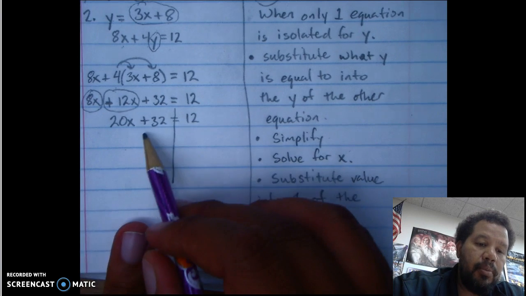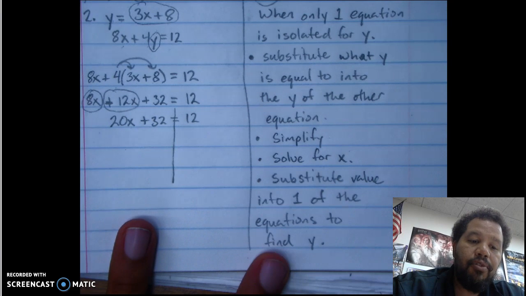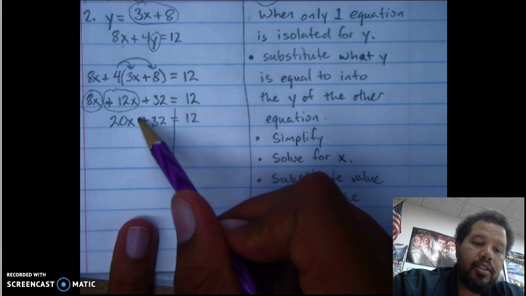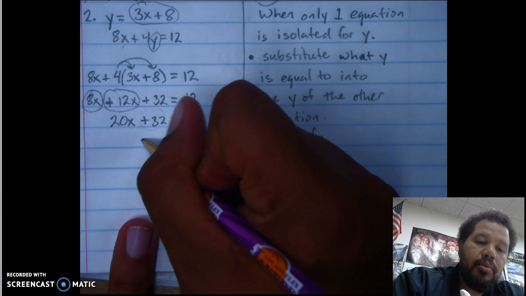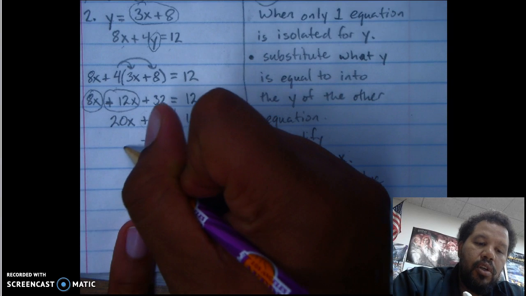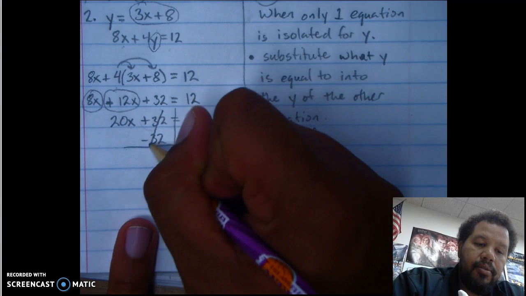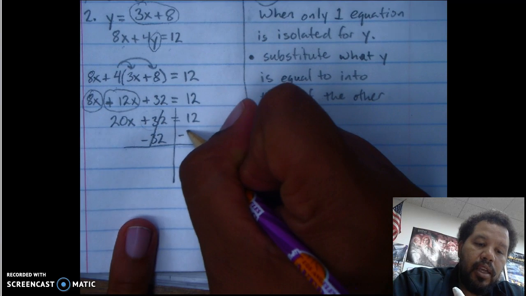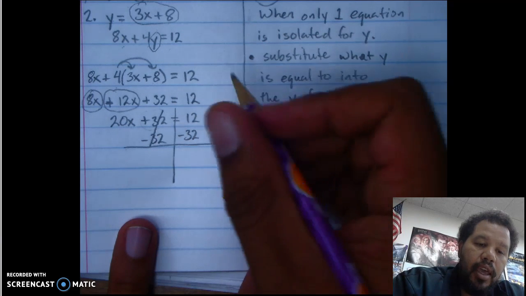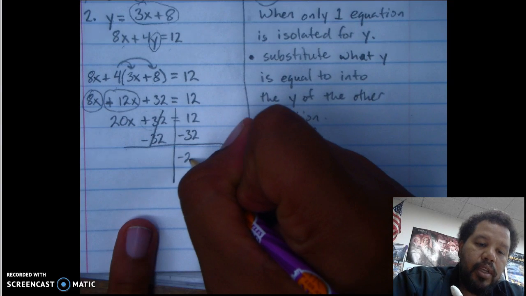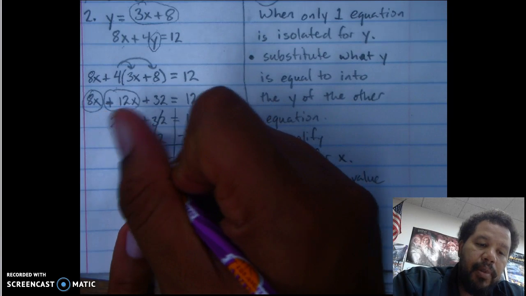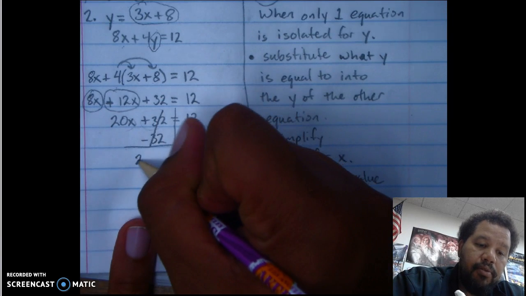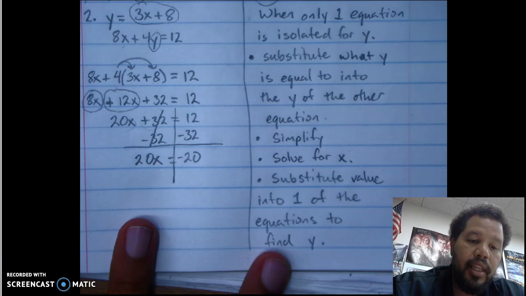So our two-step equation, now I want to isolate for x. And so I need to cancel out that plus 32. So to cancel the plus 32, I subtract 32. And whatever I do to one side, I have to do to the other. So I'm going to subtract 32 from this 12. And that gives me a negative 20. So I have negative 20 on the right. And then on the left, I'm left with this 20x. So I have 20x over here on the left.